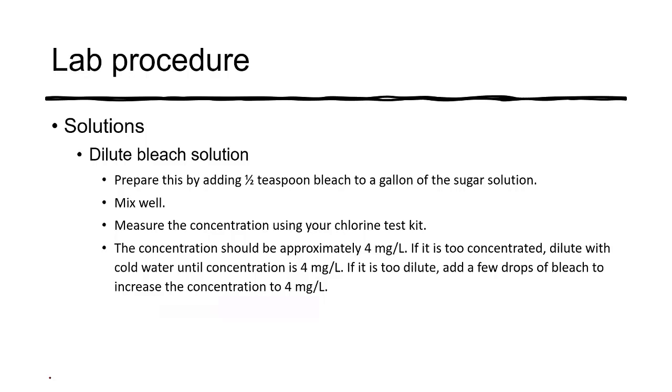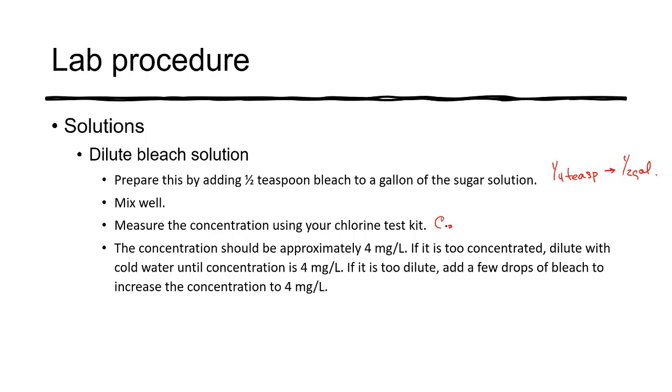So what you're going to do is take the gallon of sugar solution and add 1/2 teaspoon of bleach to that gallon. If you only have a 1/2 gallon, then just add 1/4 teaspoon to a 1/2 gallon. You're going to mix that well. You're going to measure the concentration using your test kit. So we know C naught.